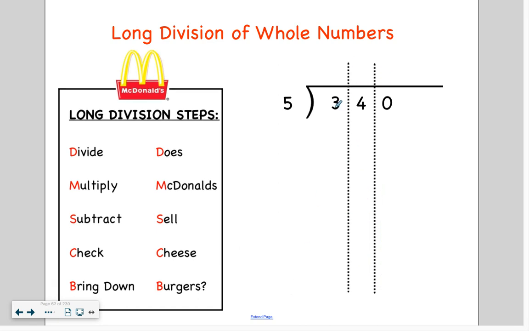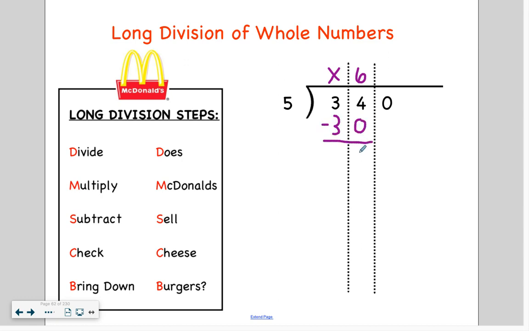So what happens if this number here is less than our divisor? So the 3 here. What that's saying is if we have 3 fingers, can we make a group of 5? No. 5 can't go into 3 evenly. So we're going to put an X right here. So instead, we need to ask 5 goes into 34 how many times without going over? 5 goes into 34 6 times without going over. 6 times 5 is 30. Notice how I'm lining it up.